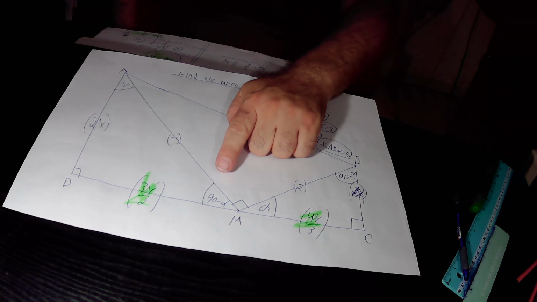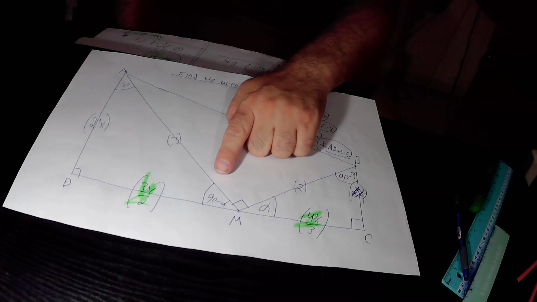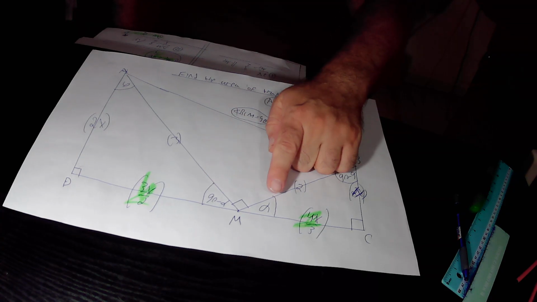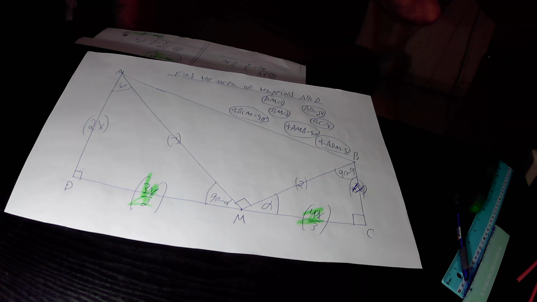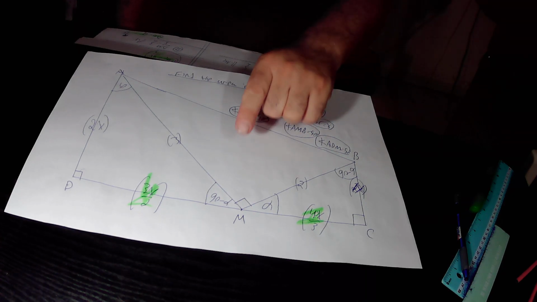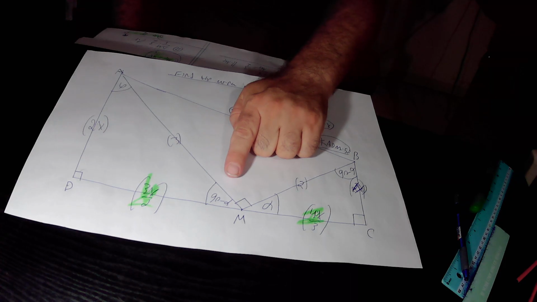Therefore, this third angle must be equal to 90 degrees minus alpha. Why? Because 90 degrees minus alpha plus alpha is 90 degrees, and 90 degrees plus 90 degrees is equal to 180 degrees. That is the sum of the angles on the upper side of DC at point M. So this third angle must be equal to 90 degrees minus alpha.